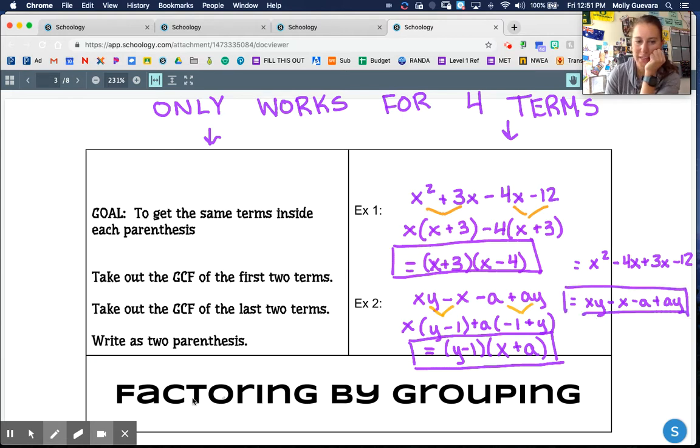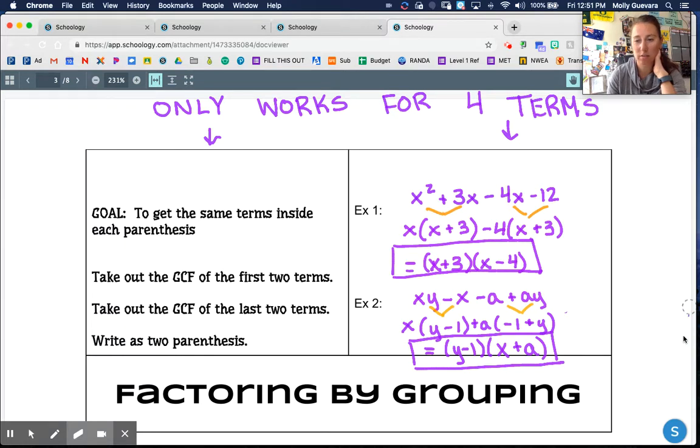And I don't really need to do that part, but that's just if you're not feeling confident, at least you know that you can go back and check your skills. Okay. That's all we're going to do for notes on factoring by grouping. All it is taking the greatest common factor of the first two terms, the greatest common factor of the second two terms, and then writing it into parentheses.